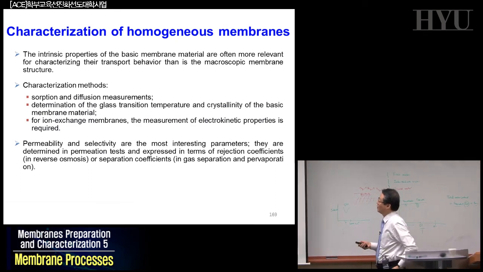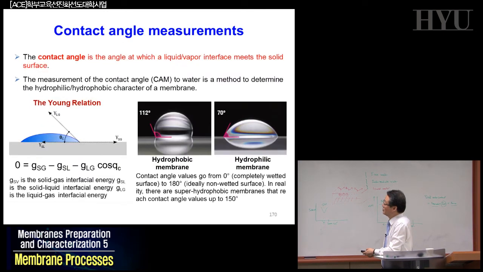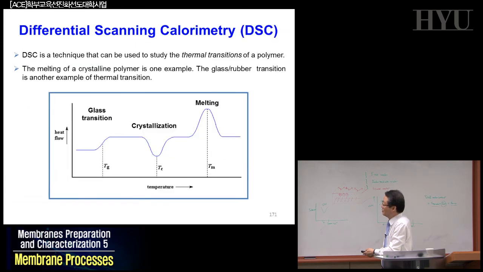For homogeneous membranes, we use sorption and diffusion measurements. We can determine the glass transition temperature. For ion exchange membranes, we can measure the electrokinetic property, and so on. Permeability and selectivity are very important properties in gas separation membranes. Of course, sorption and diffusion are important, and we can discuss this later in the gas separation session. The glass transition temperature can be measured in this case.